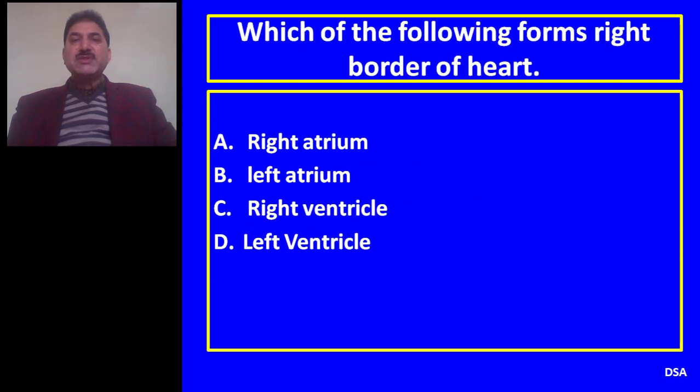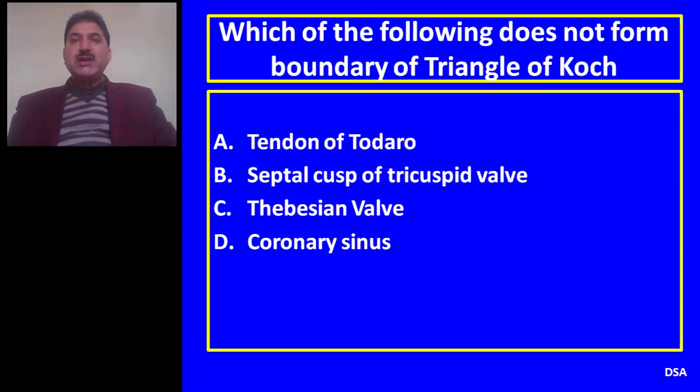Which of the following forms the right border of heart? A. Right atrium. B. Left atrium. C. Right ventricle. D. Left ventricle. The right border of heart is formed by right atrium. Which of the following does not form boundary of triangle of Koch? A. Tendon of Todaro, B. septal cusp of tricuspid valve, C. Thebesian valve, D. coronary sinus. Coronary sinus is the wrong option.